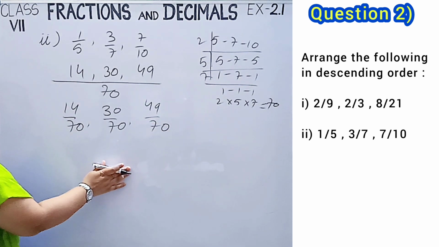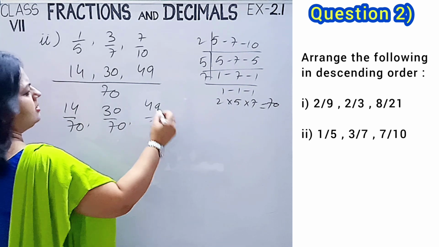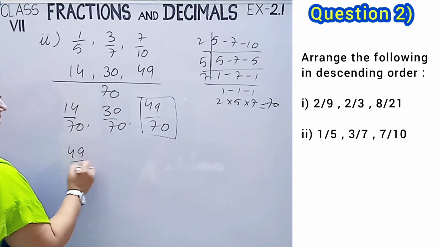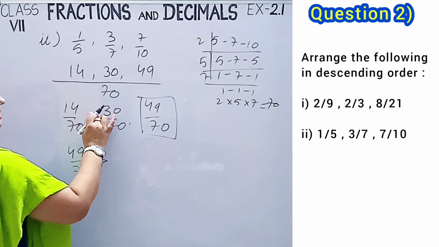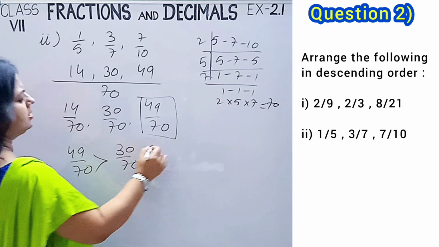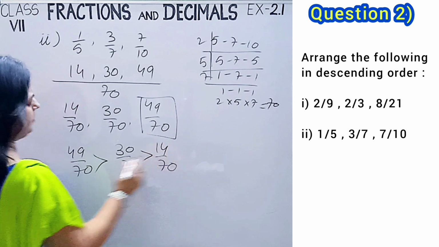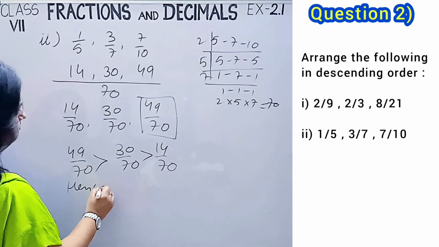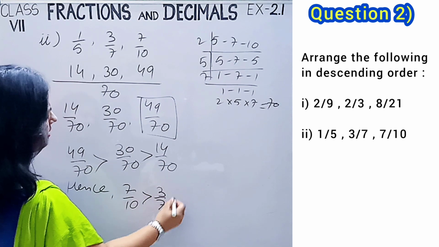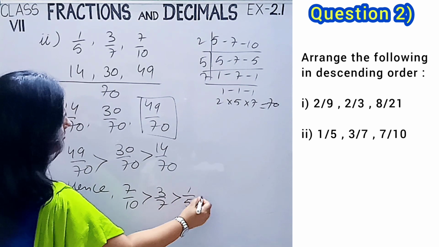So we have to arrange in descending order. First of all this number is greatest, so 49 upon 70. After that this number, 30 upon 70. Last one is 14 upon 70. Hence 7 upon 10, 3 upon 7 and last one is 1 upon 5. Answer.